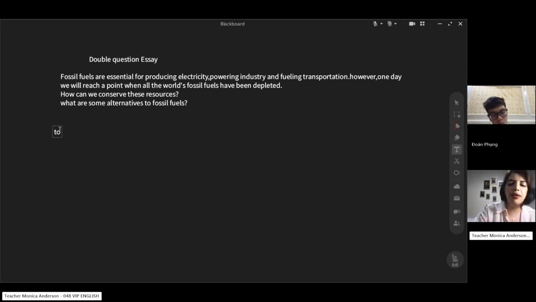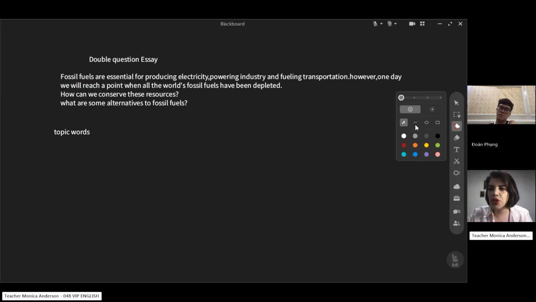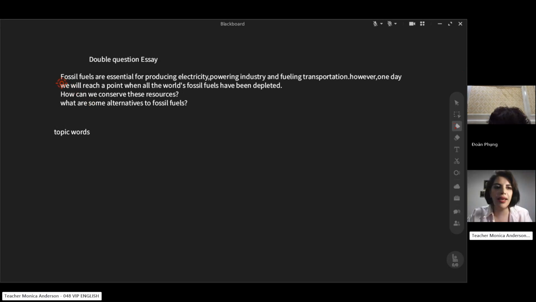So first of all, topic words, for example, as you can see, this one. Just let me draw a straight line. As I told you before, they identify the general subject of the question. So for example, this one, topic word. We say that this essay, this question is about fossil fuels.